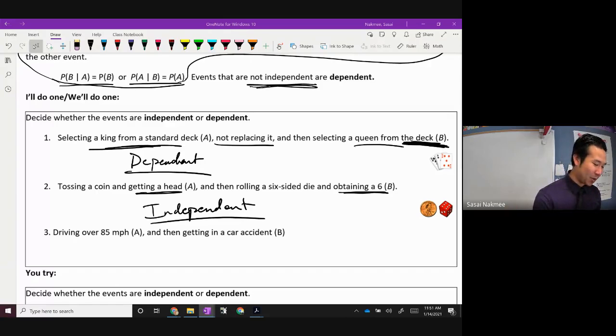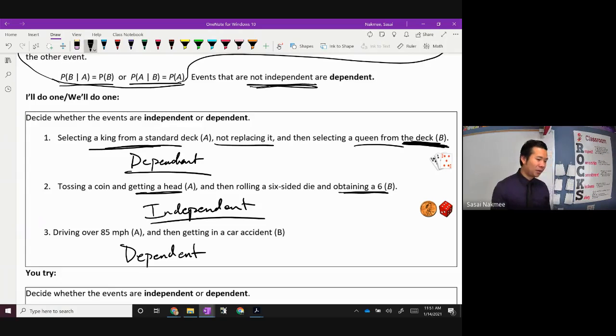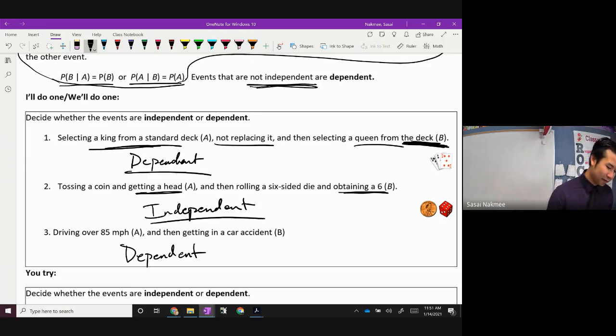Michael's going with dependent as well. Yeah, that is correct. This is a dependent event. These are dependent events, right? Driving over 85 and having a car accident, they are dependent.